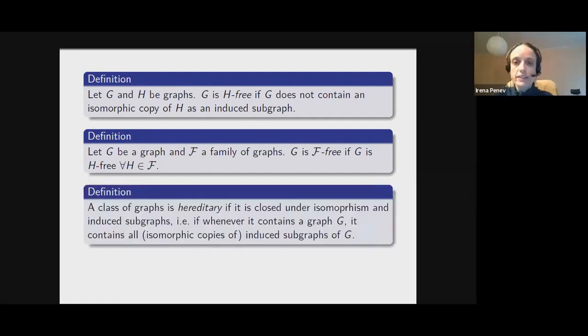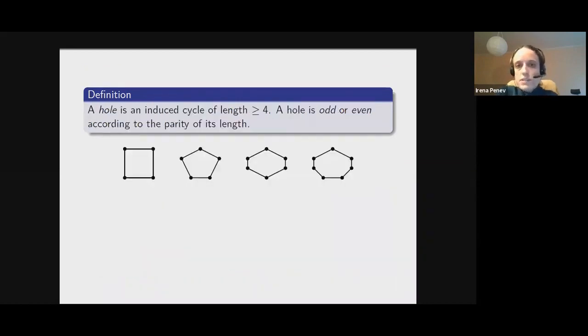Further, we have this concept of a hereditary class. So what's that? Well, that's a class that's closed under isomorphism and induced subgraphs. That is to say, it's a class such that whenever it contains a graph G, it also contains all isomorphic copies of induced subgraphs of that graph. To state the obvious, if you have some family F, the class of F-free graphs is hereditary. How so? Well, because if you have a graph that's F-free, then obviously all its induced subgraphs are also going to be F-free.